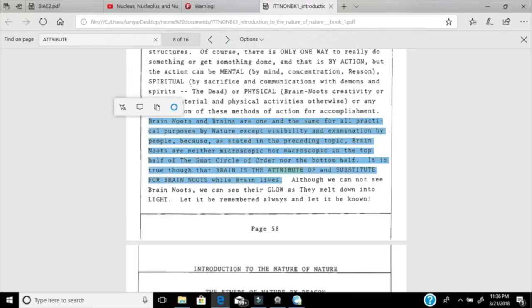Nature of Nature, Book 1, number 63, page 58. Brain newts and brains are one and the same for all practical purposes by nature, except visibly and examined by people, because, as stated in the preceding topic, brain newts are neither microscopic nor macroscopic in the top half of the smack circle order nor the bottom half. It is true, though, that brain is an attribute of and substitute for brain newts while brain lives.